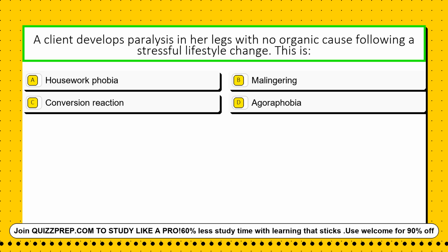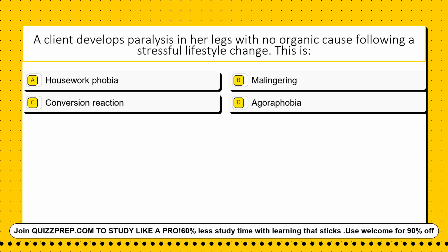Question 61. A client develops paralysis in her legs with no organic cause following a stressful lifestyle change. This is option A. Housework phobia. Option B. Malingering. Option C. Conversion reaction. Option D. Agoraphobia.